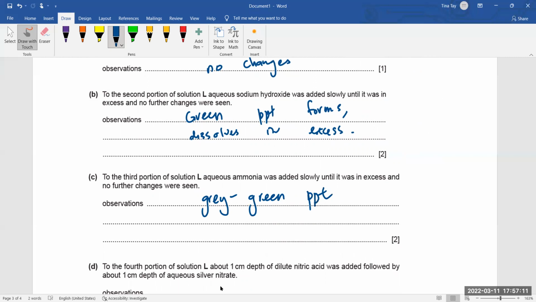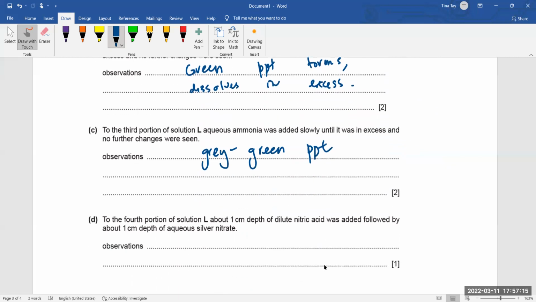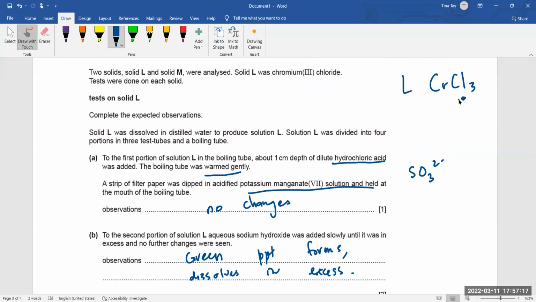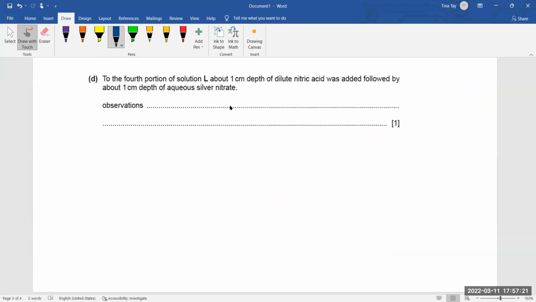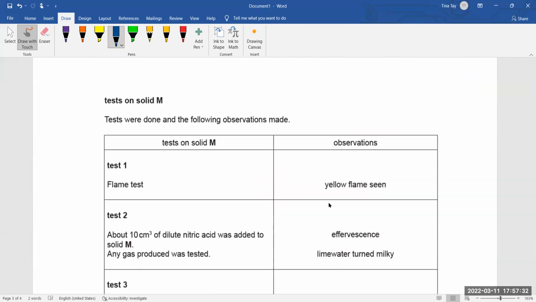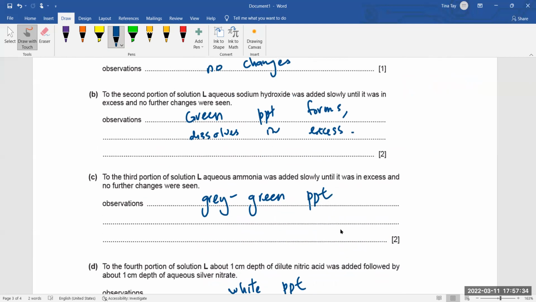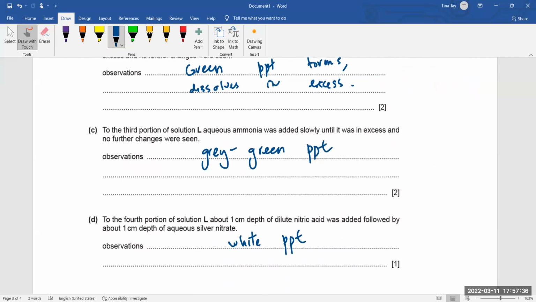To the fourth, add dilute nitric acid and then silver nitrate. So this one is chloride. So you will get a white precipitate. Okay, so far so good. Everyone got it correct? Yes. Gray-green precipitate.